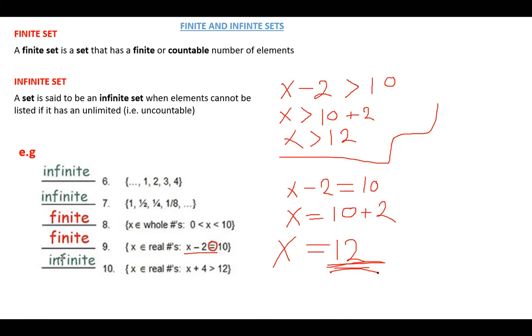But when we say x is greater than 12, we're talking about all the numbers that are greater than 12. So if we want to list that set, it's not possible, but we can write it in interval notation. Let me just write it like this.